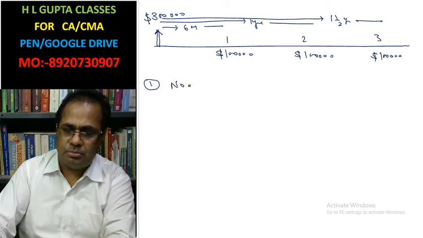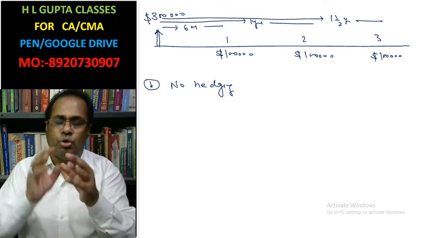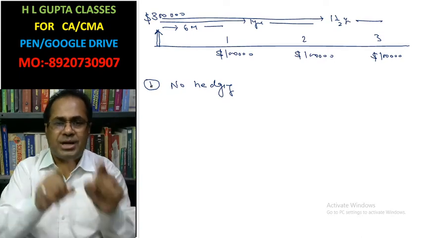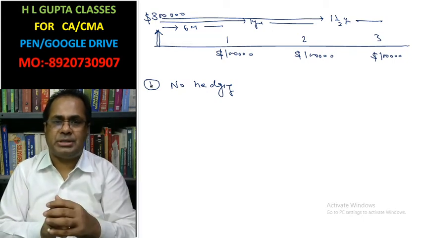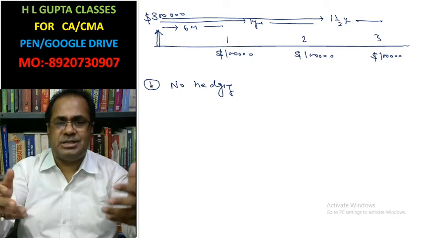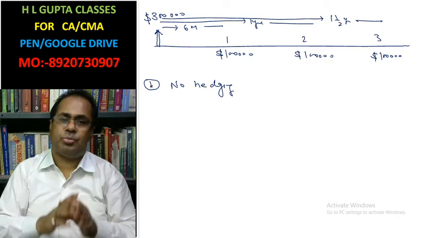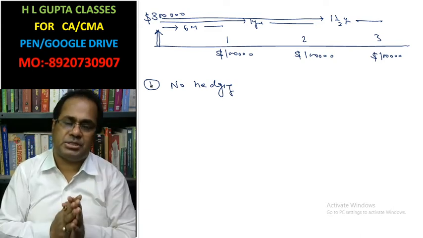No hedging. No hedging means after 6 months you go in the market, and whatever the exchange rate prevailing between dollar and rupees, you purchase dollars at that exchange rate and pay. That is said to be no hedging. No hedging, no risk management is done.